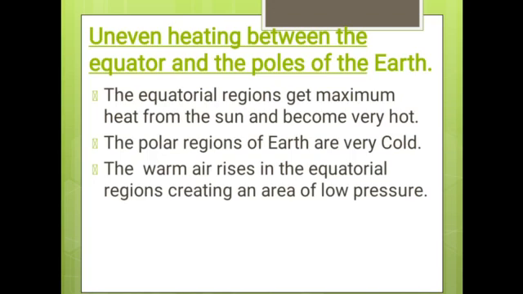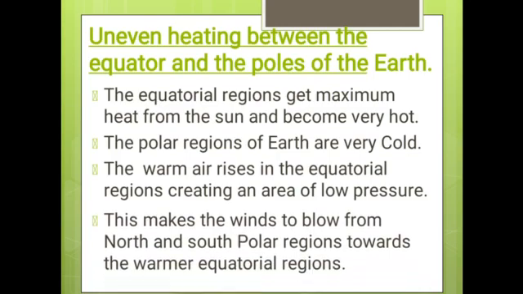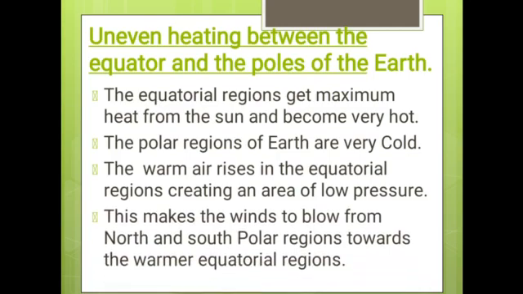This makes the wind blow from the north and south polar regions towards the warmer equatorial region. It must be noted that the strong winds produced due to uneven heating of the earth between the equatorial and polar regions do not blow in the exact north-south direction. This is because some change in the direction of the wind is caused due to the rotation of the earth about its axis. Now let us discuss uneven heating of land and water of the ocean.